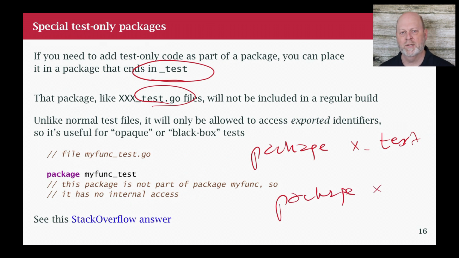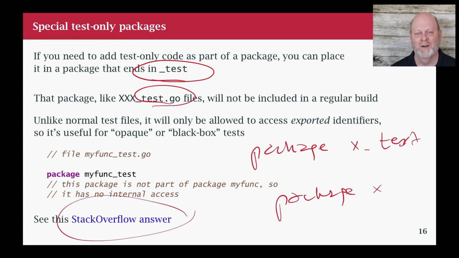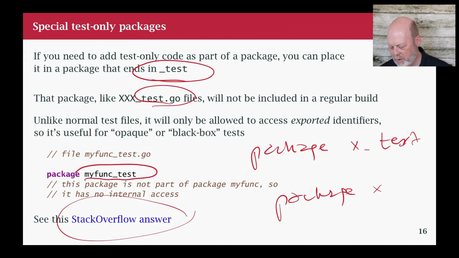The stuff in the x_test package, regardless of what file it's in, is not going to be able to use the unexported stuff from X. So that's a good thing. And the other thing it does is it helps break import loops. Now, it's not that well documented, which is why I say go look at Stack Overflow. I don't have the URL handy, but there's a Stack Overflow question that helps explain this. But you're actually looking at package, again, you put an underscore test on the package name.